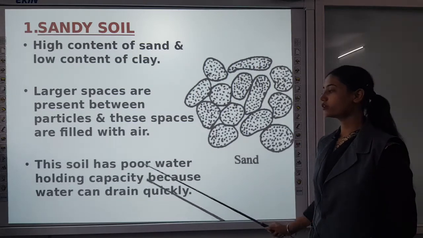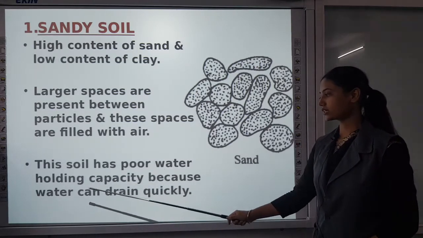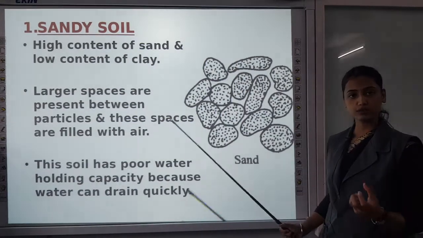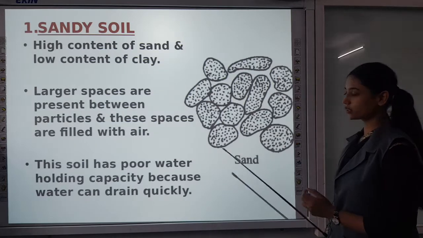This soil has poor water holding capacity because water can drain quickly as large spaces are present. So it cannot hold the water. Water can drain quickly from the soil.